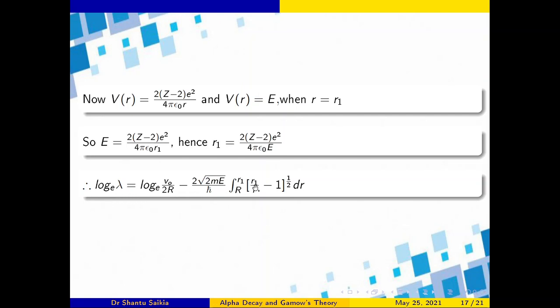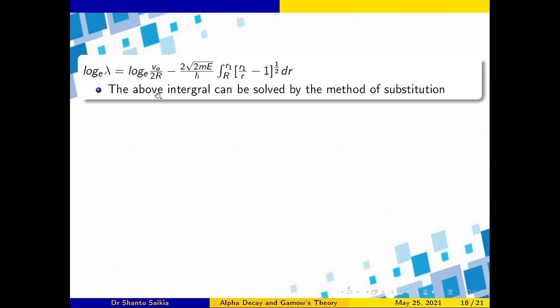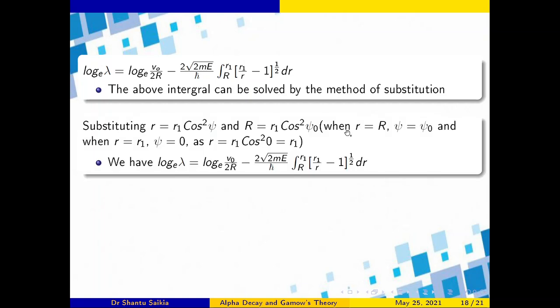So we can write the expression as r1 by r minus 1 half. You have to do these steps in your copy and see. So we have an integral which can be solved by the method of substitution. So what substitution do we use?